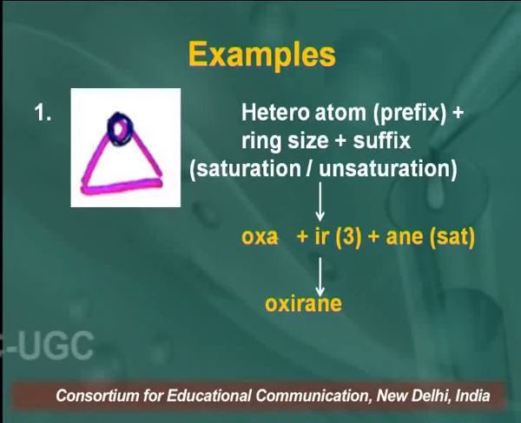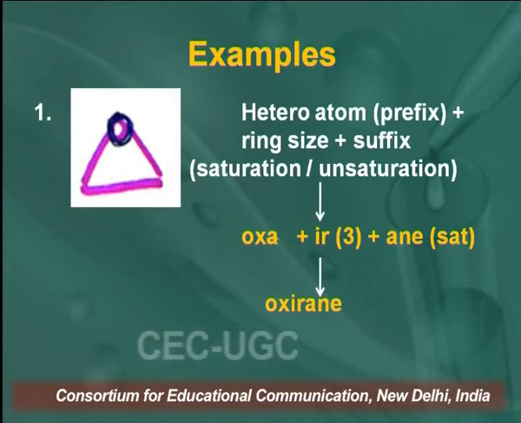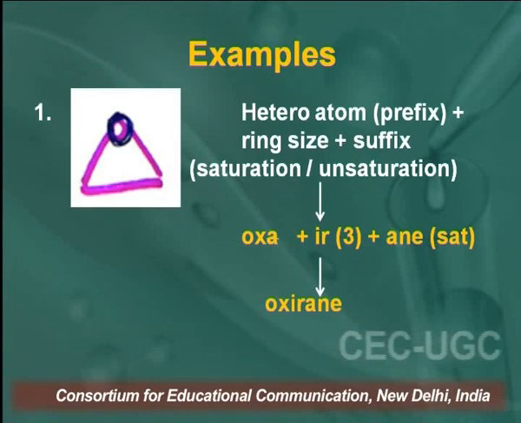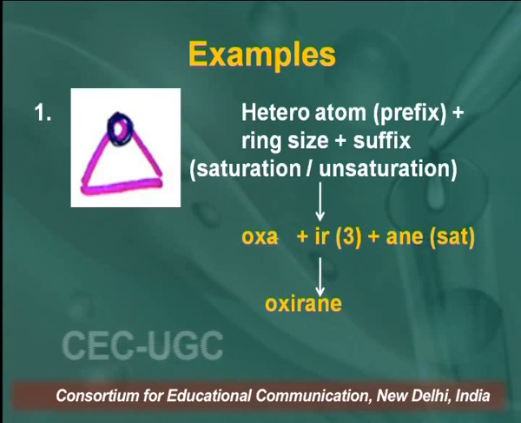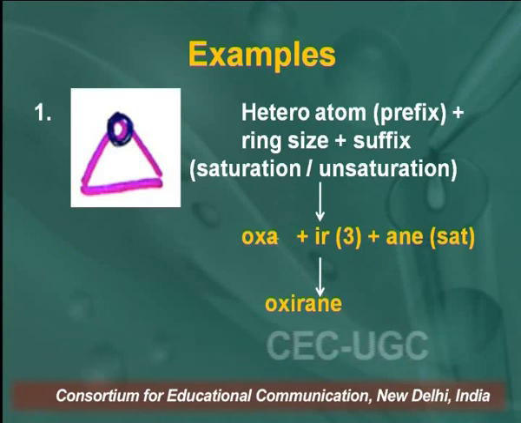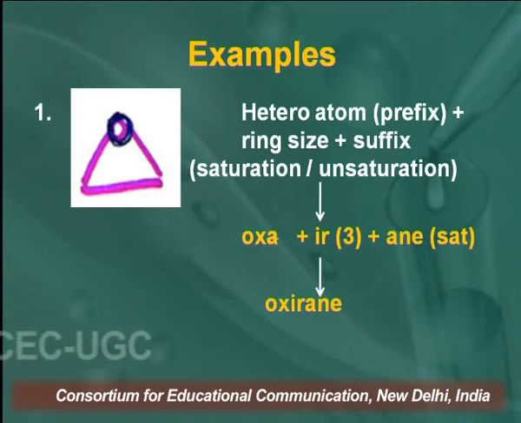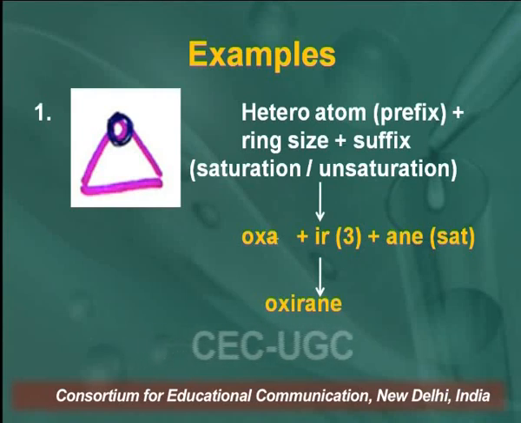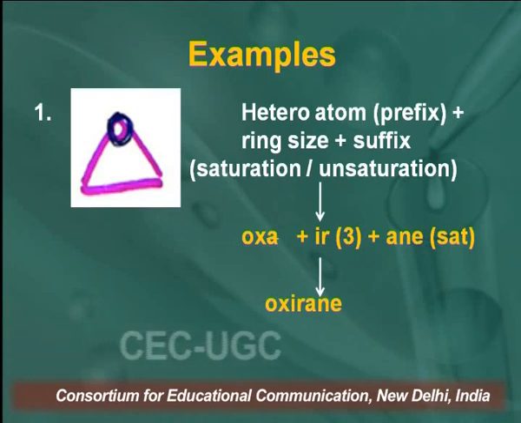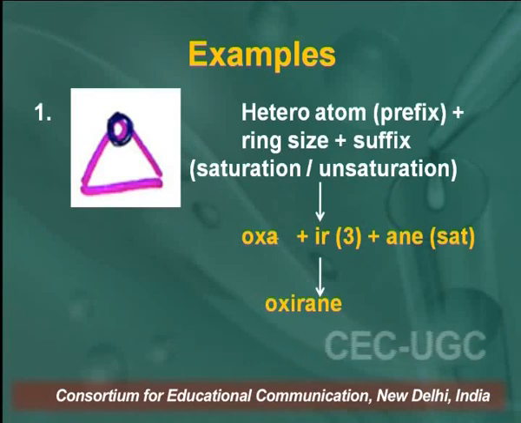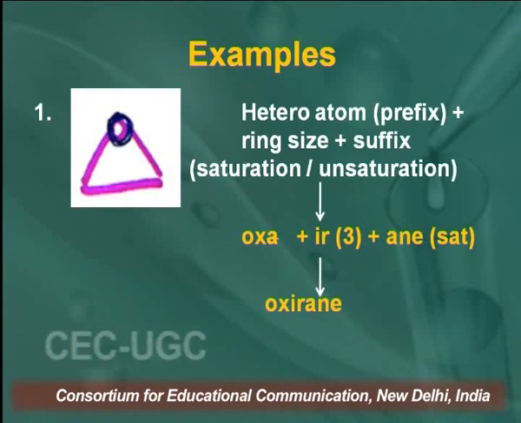So, now we will see how we apply that table or those rules. Learners, see here, it is the first example, a very easy example. First you have to find out the nature of the ring. It is a 3-membered ring, and which type of heteroatom is present over here? Oxygen is present over here. So, for the oxygen heteroatom, which is indicated by prefix plus ring size plus suffix, we will see here the degree of saturation and unsaturation. In this structure the ring is saturated.